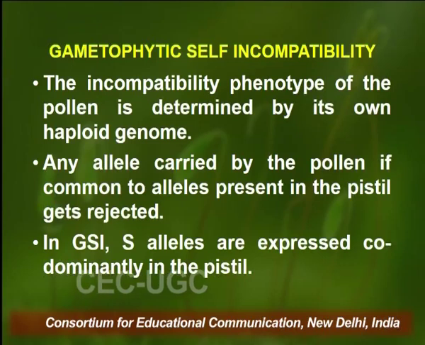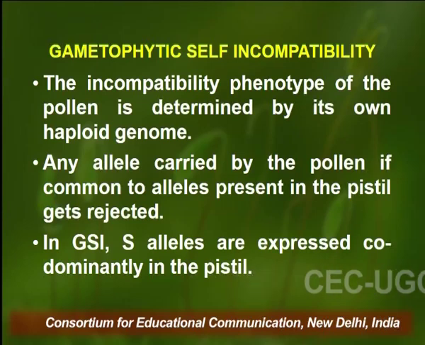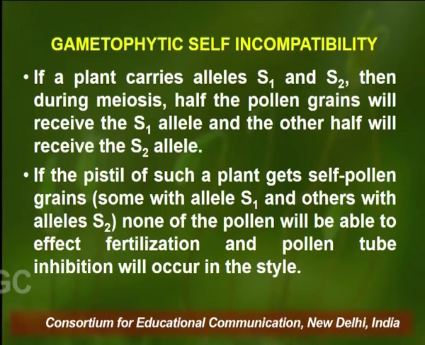In gametophytic self-incompatibility, the incompatibility phenotype of pollen is determined by its own haploid genome. Any allele carried by the pollen, if it is common to alleles which are present in the pistil, gets rejected. So in GSI, S alleles are expressed codominantly in the pistil. Now, you have to imagine a plant which is carrying S1 and S2 alleles, and during meiosis, half of the pollen grains receive the S1 allele and the other half receive the S2 allele.